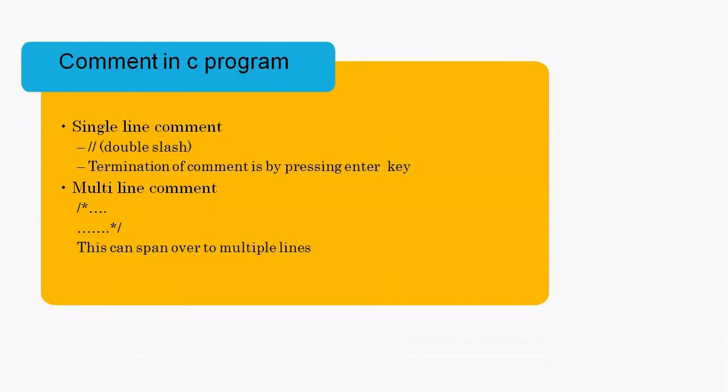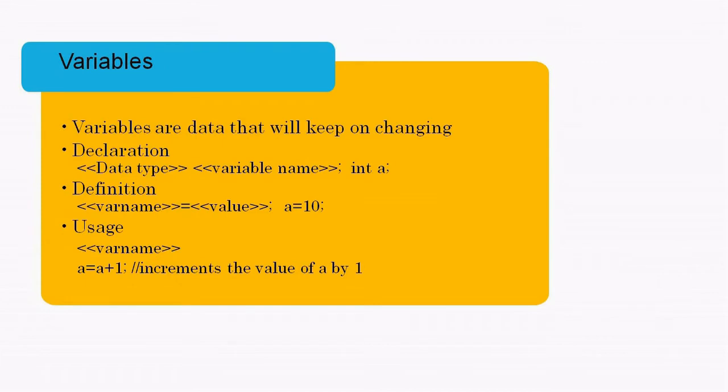How to write comments in C? Single line comment. By using a double slash, you can write a comment. Termination of the comment is by pressing the enter key. Multi-line comments can span multiple lines. In such a way, you can write multi-line comments.